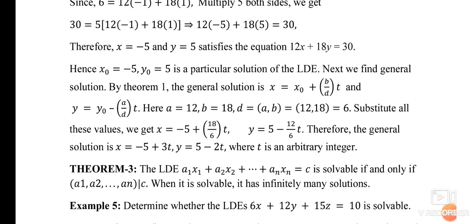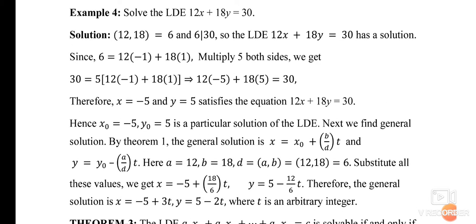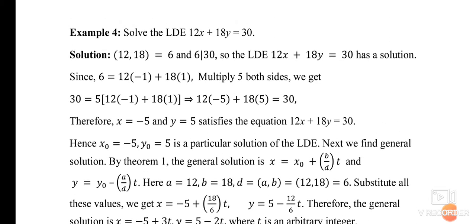So, what we are going to do first is write the GCD of 12 and 18 as a linear combination of 12 and 18. GCD of 12 and 18 is 6. We can write 6 as a linear combination of 12 and 18 in this way: 6 equal to 12 into minus 1 plus 18 into 1.